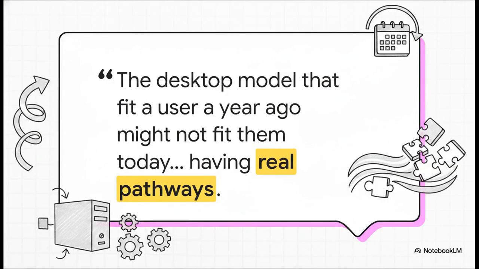So why does this kind of transparency and flexibility matter so much? Well, as the source points out, the desktop model that fit a user or team a year ago might not fit them today, and having real pathways to adjust matters more the bigger your environment gets. You absolutely need the ability to adapt your strategy without being forced into a complete, ground-up rebuild every single time a department changes how they work.